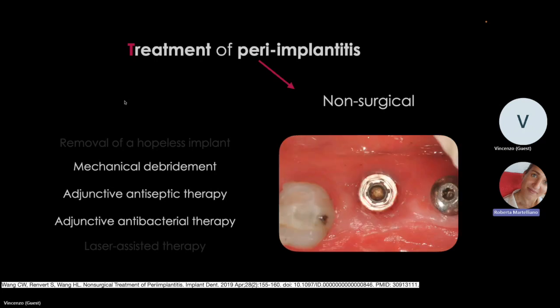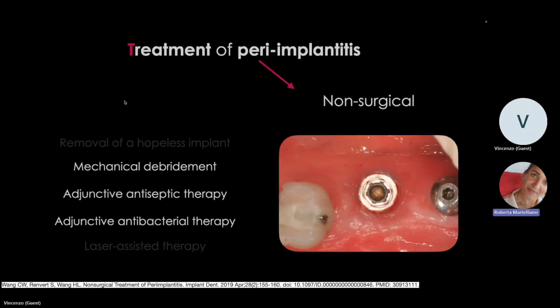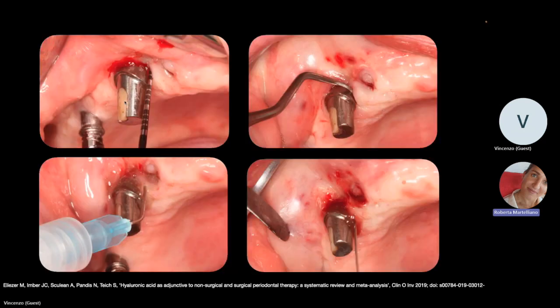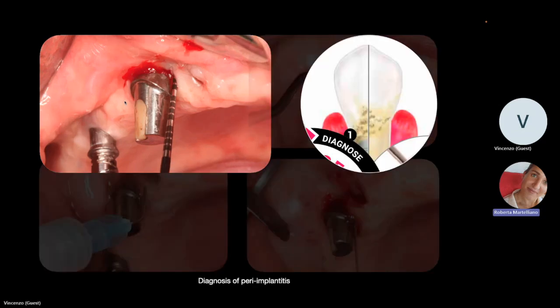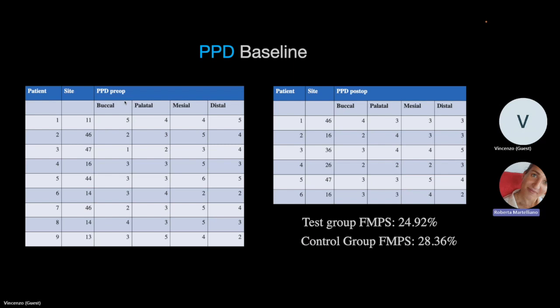A typical cleaning effect you can see before and after the non-surgical therapy, as was presented before by Vincenzo. You can see the concept: proper diagnosis, mechanical debridement, application of Perisolve, and then the hyaluronic acid, stepwise once again. And here you can see the tables for the final result.